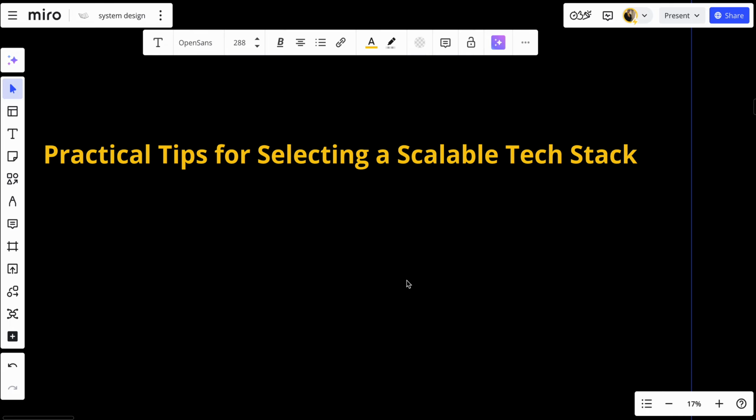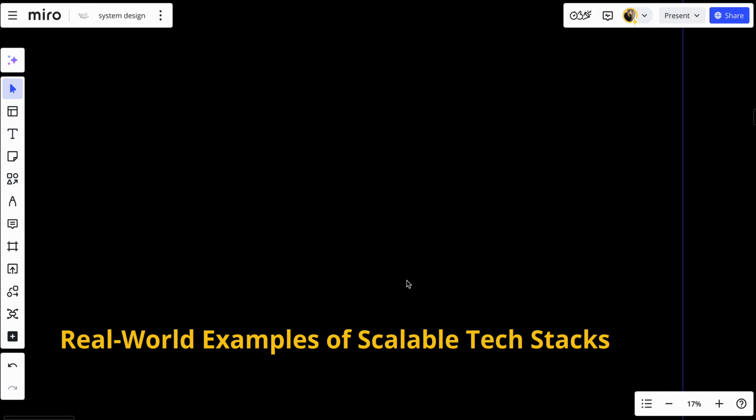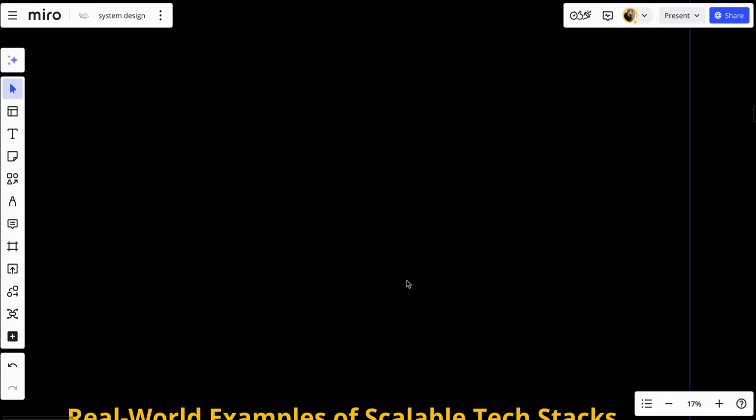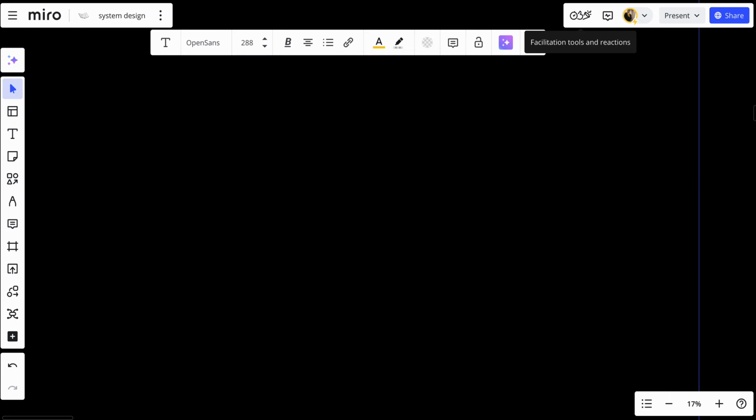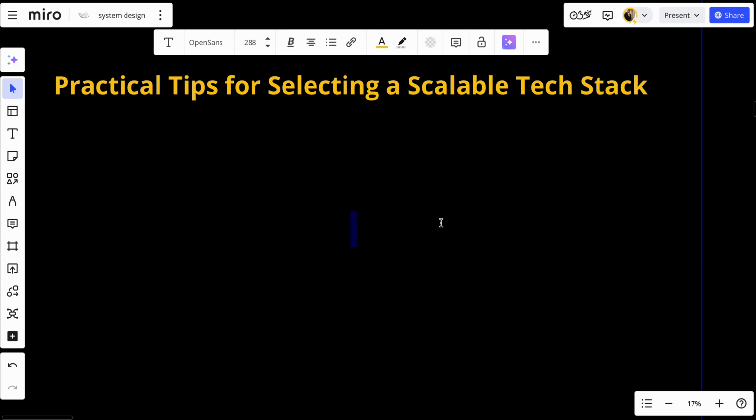Okay, let's talk about practical tips for selecting a scalable tech stack, and we have three things. First, which is quite obvious, start small and think big. When selecting your stack, start with a tech stack that fits your current needs but is flexible enough to scale as you grow. Avoid premature optimizations, but keep an eye on the future.